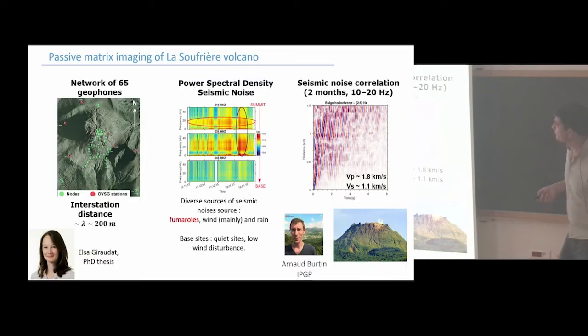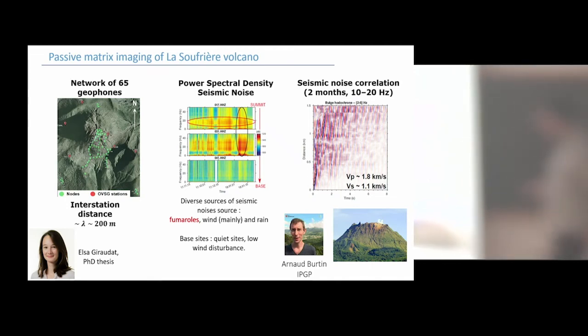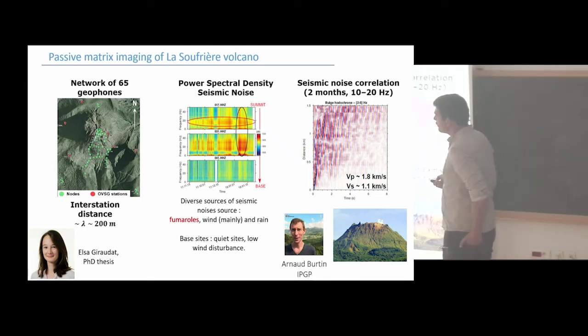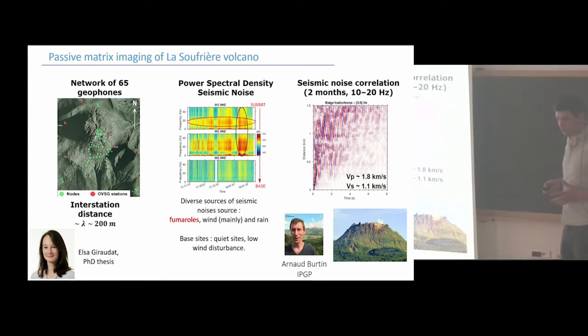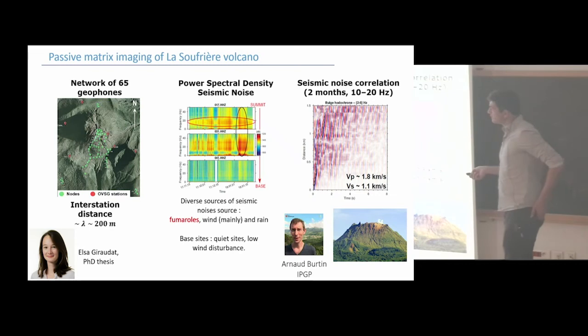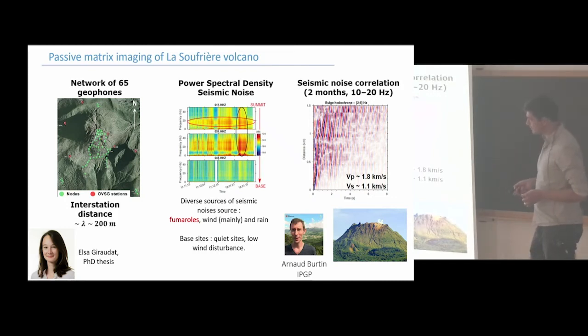So now I switch to the La Soufrière volcano that has been investigated by Elsa, who is there, and Arnaud Burtin from the Institut de Physique du Globe de Paris. Here the network of geophones is much smaller than what we had in San Jacinto: 65 geophones, and you see that the array is a bit scattered. There was a question yesterday, and actually it's not a big issue in our case, as you will see, because we can use the heterogeneity of the medium to regularize our imaging problem and get a very nice resolution, nice focusing inside the medium.